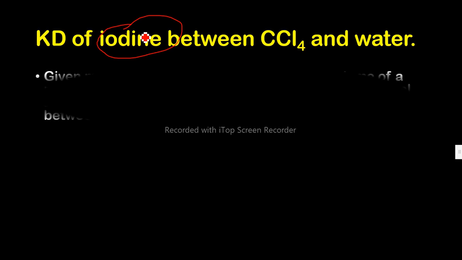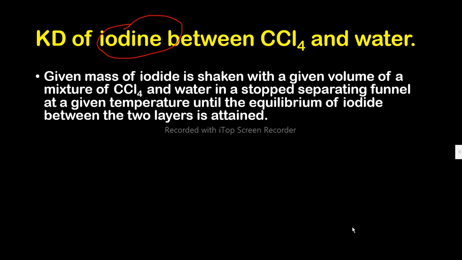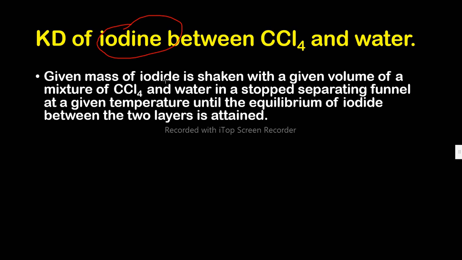So even iodine, same procedure. So a given mass of iodine is shaken with a given volume of a mixture of tetrachloromethane and water in a stoppered separating funnel, a separating funnel that is covered, until the equilibrium is attained. Here it is real shaking, by the way. It's not a mere shaking. You can do this when you go back to school. It's real shaking so that the equilibrium is attained.